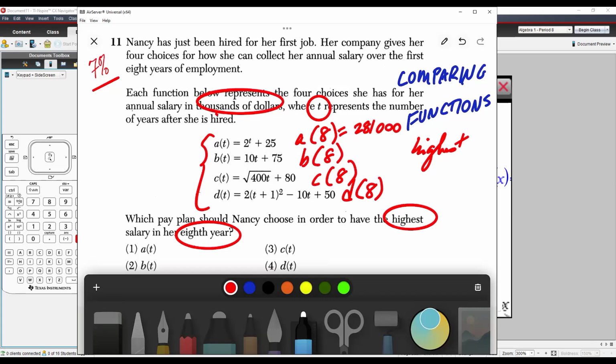That's a lot of money in 8 years. I can almost tell you this is going to be it. Anytime you have exponential functions, they're usually your choice. When you're trying to compare functions and you want to know the highest or the maximum or the greatest, it's usually going to be exponential, okay? That's just a shortcut, but I'm going to go through and do the rest of them.